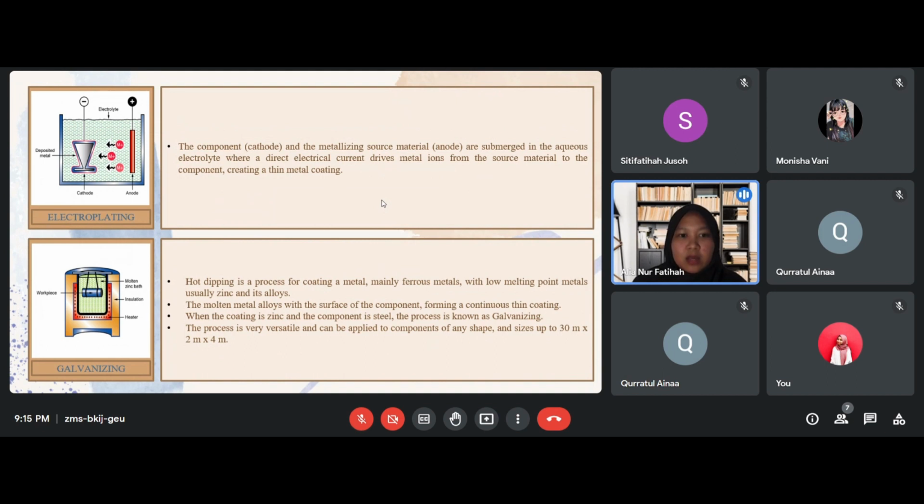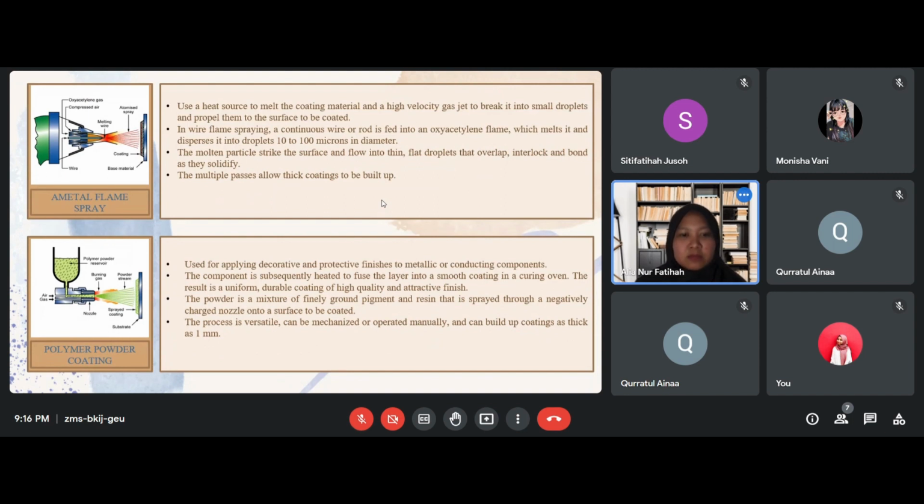Other than that, galvanizing. Hot galvanizing is hot dipping. Hot dipping is a process for coating metal, mainly ferrous metal, with metals of low melting points, usually zinc and its alloys. The molten metal alloys with the surface of the component, forming a continuous thin coating. When the coating is zinc and the component is steel, the process is known as galvanizing. The process is very versatile and can be applied to components of any shape and size, up to 30 meters by 2 meters by 4 meters.